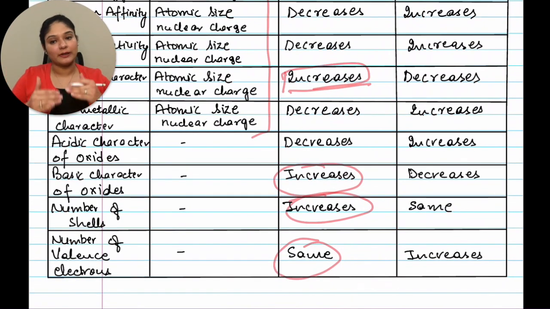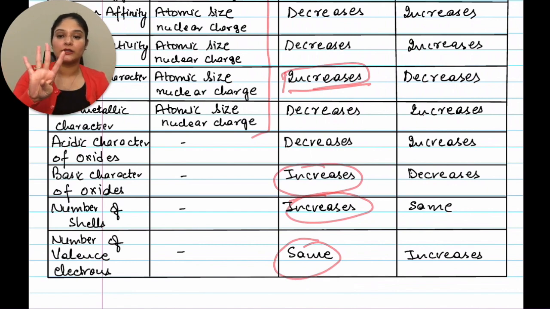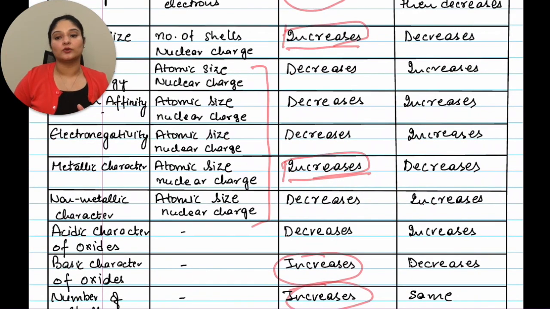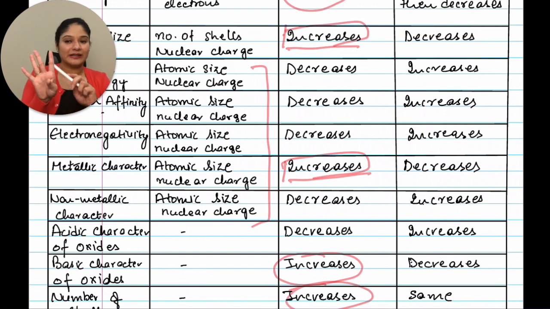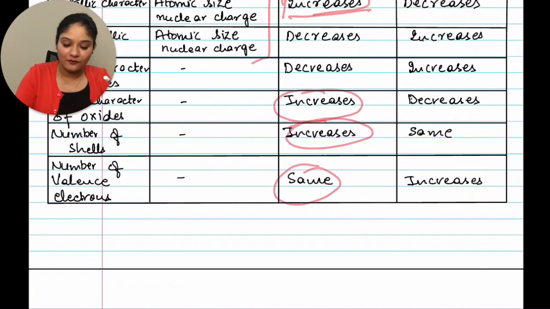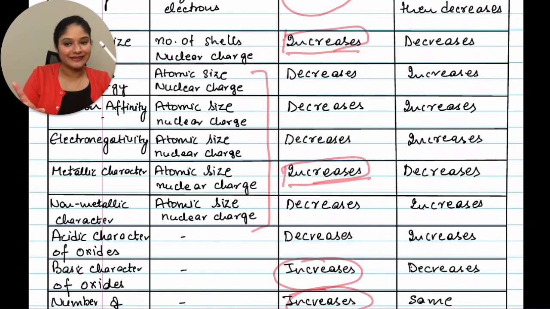And since I'm coming down the group, my number of shells are increasing. So just remember these 4 things as you come down the group, that these 4 things will always increase. Everything else other than this will decrease. Okay, so just remember the increasing ones as you go down the group. 4 things are increasing: metallic character, atomic size, number of shells, and basic character of oxides. All of them are interdependent. Other than that, everything as you come down the group is decreasing.